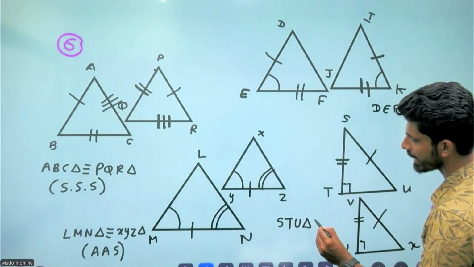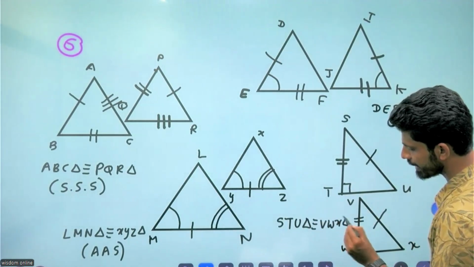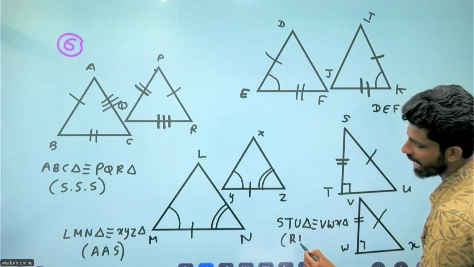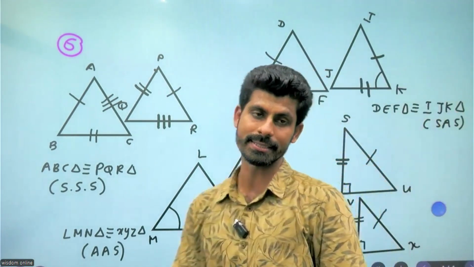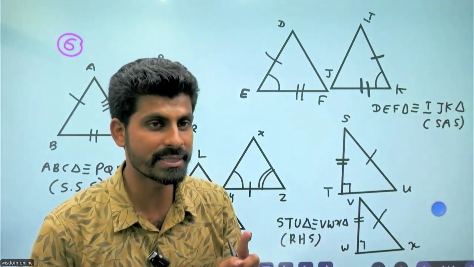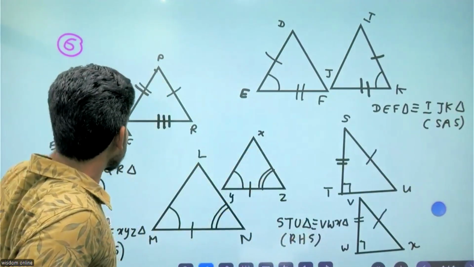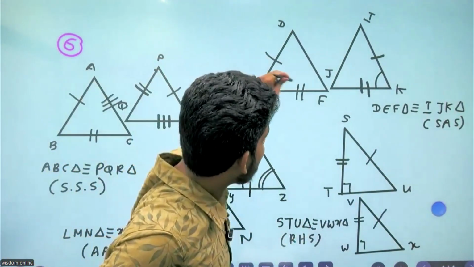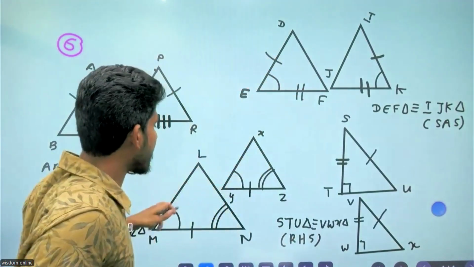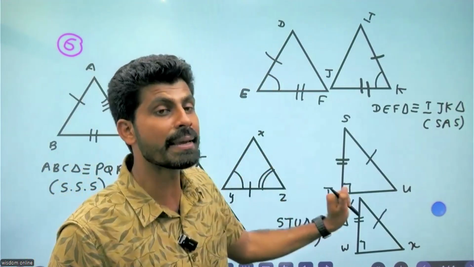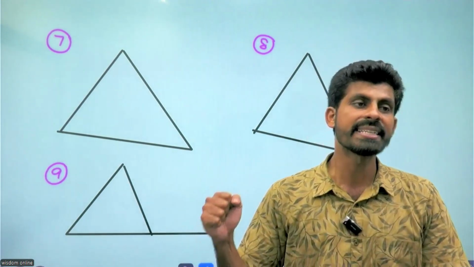Triangle STU is congruent to triangle VWX. What is the stage? RHS. What is the congruency stage? RHS. So how many congruency stages are there? 4 stages. SSS, side angle side, which is two sides and the included angle, angle angle side, and hypotenuse and a side. Right. Theorems number 7, 8 and 9 next.